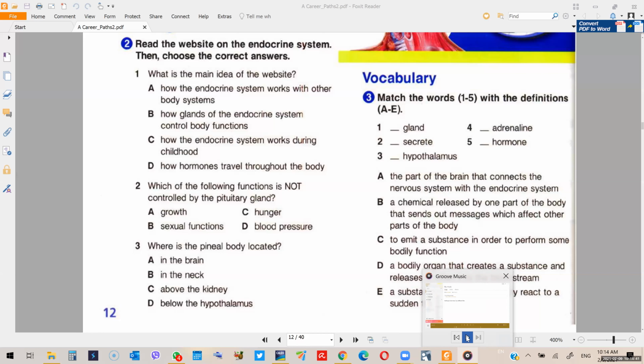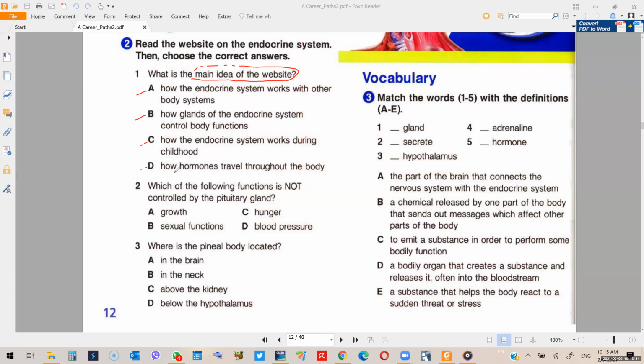Okay, so what is the main idea of the website? Is it A, how the endocrine system works with other body systems? B, how glands of the endocrine system control body functions? C, how the endocrine system works during childhood? Or D, how hormones travel throughout the body?